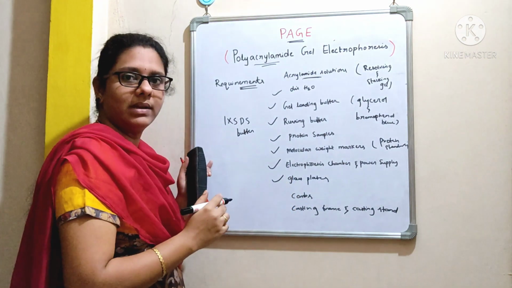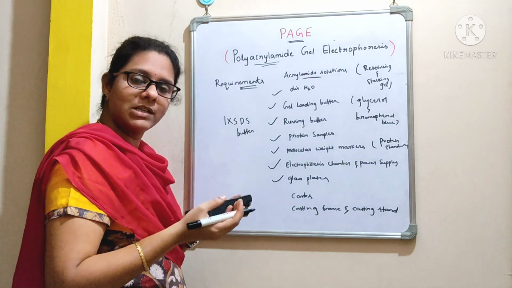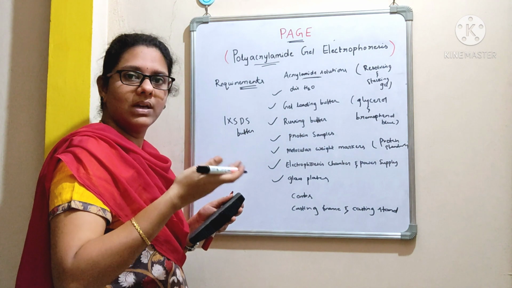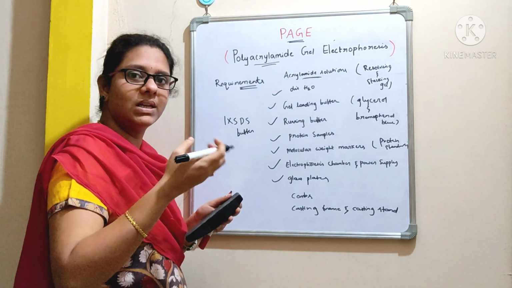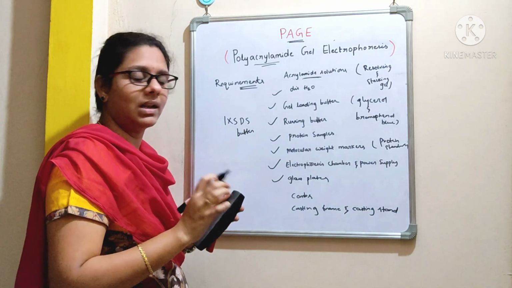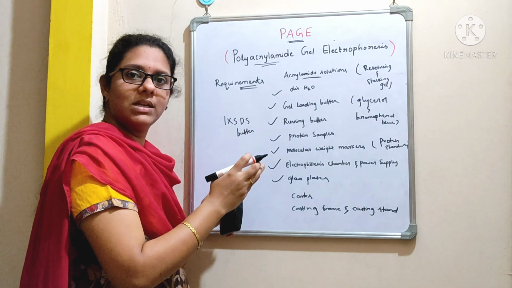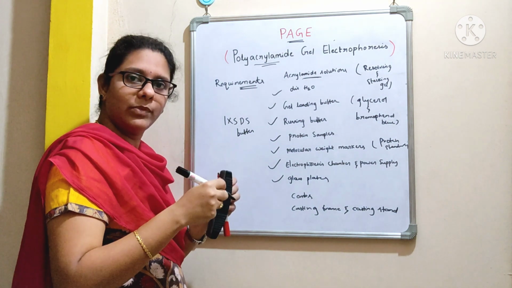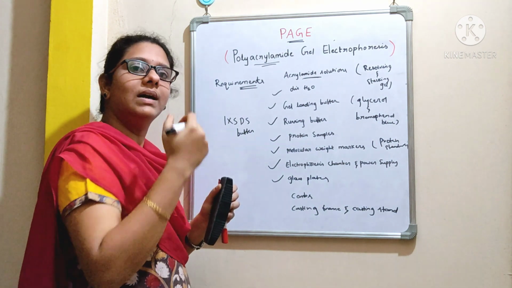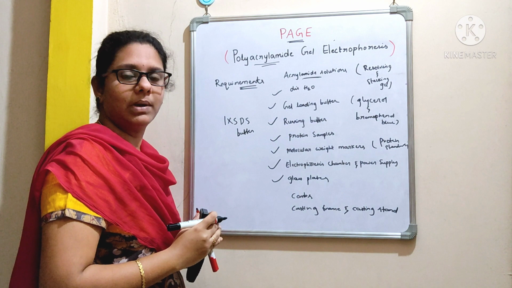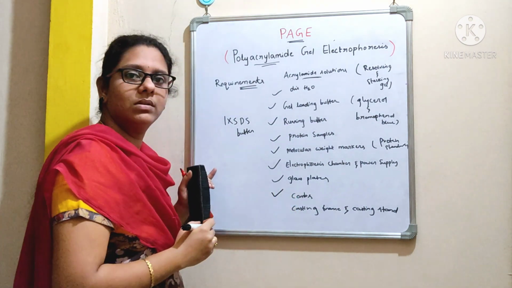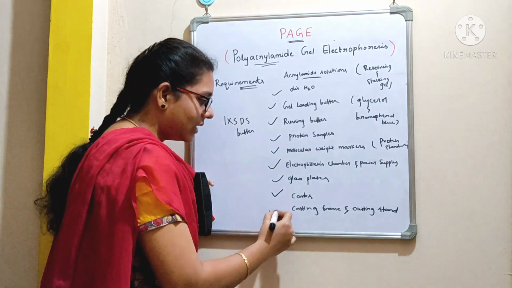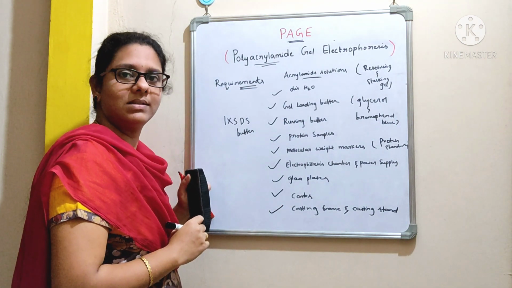We need glass plates. With the help of the glass plates only, we can cast a gel here. In agarose gel electrophoresis, we have a plastic trough where we are going to seal it and pour the solution to cast the gel. Here in polyacrylamide gel electrophoresis, you will be provided with two glass plates, and you need to set up those plates and cast the gel with the help of those glass plates. And we also need combs. Combs are required to create wells in the gel. And then we need a casting frame and a casting stand.